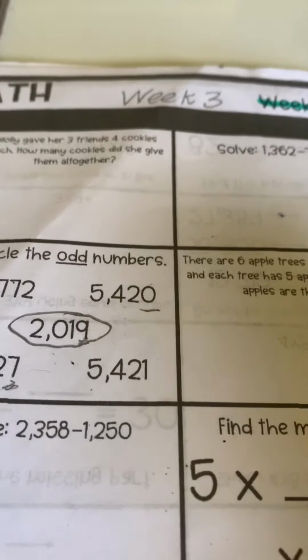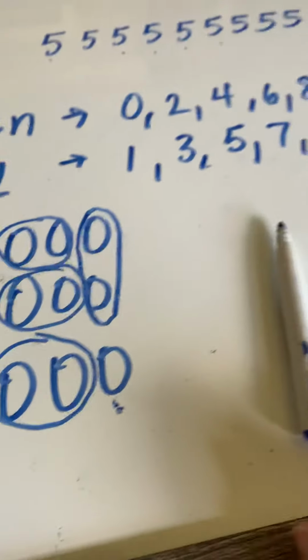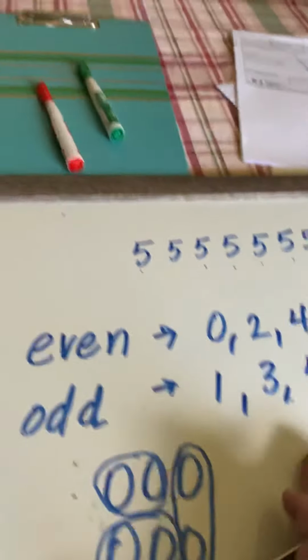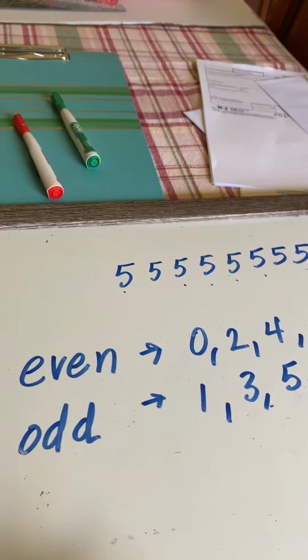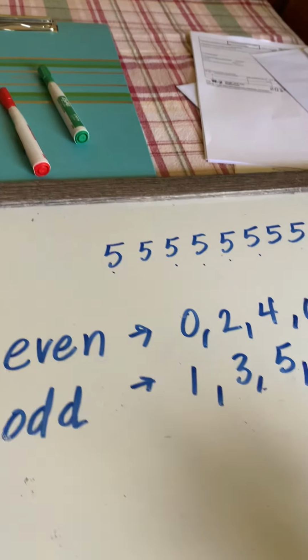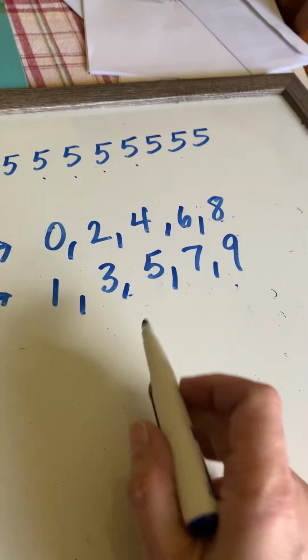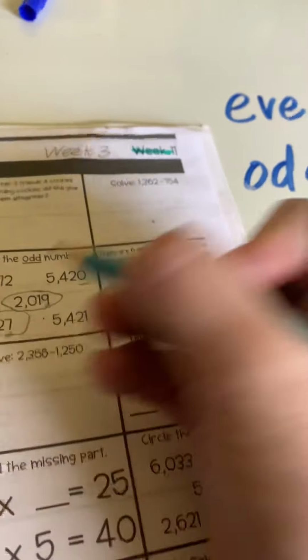Remember, even is 0, 2, 4, 6, 8. Odd is 1, 3, 5, 7, 9. Try to memorize those so that you just have them in your brain forever. So 7 is going to be odd. So we're going to be circling that one because that is odd.